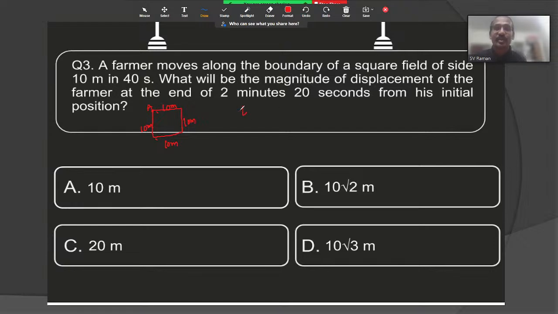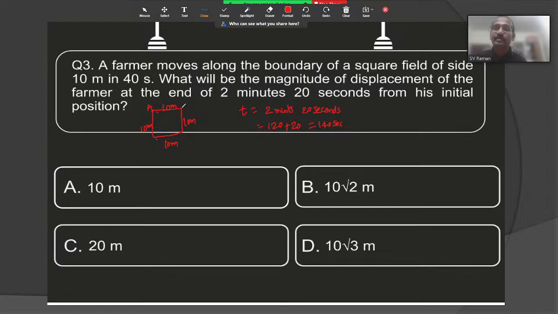What will be the magnitude of displacement of the farmer at the end of 2 minutes 20 seconds? So the time they have given is 2 minutes 20 seconds. How many seconds is that? We need to calculate. 1 minute is 60 seconds, 2 minutes is 120 seconds, because 60 plus 60 is 120 seconds, plus 20 seconds. So total 140 seconds he has traveled. So what they're asking is the magnitude of displacement at the end of 2 minutes 20 seconds. I have traveled the first round in 40 seconds. In a similar way, keep on rounding. So the time came to 140 seconds.